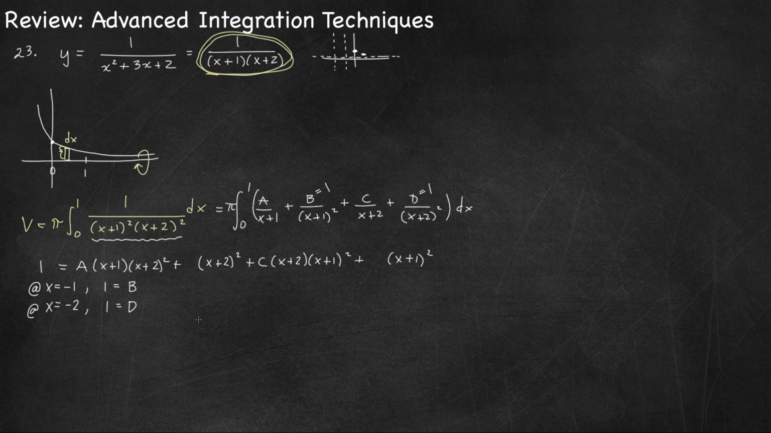And we still need to solve for A and C. So I've run out of convenient x values to use. Let me just use x equals 0. At x equals 0, the equation becomes 1 equals A times 1 times 4. So 4A. And then x is 0, so plus 4. And then 2 times 1 times C, so plus 2C, plus 1.